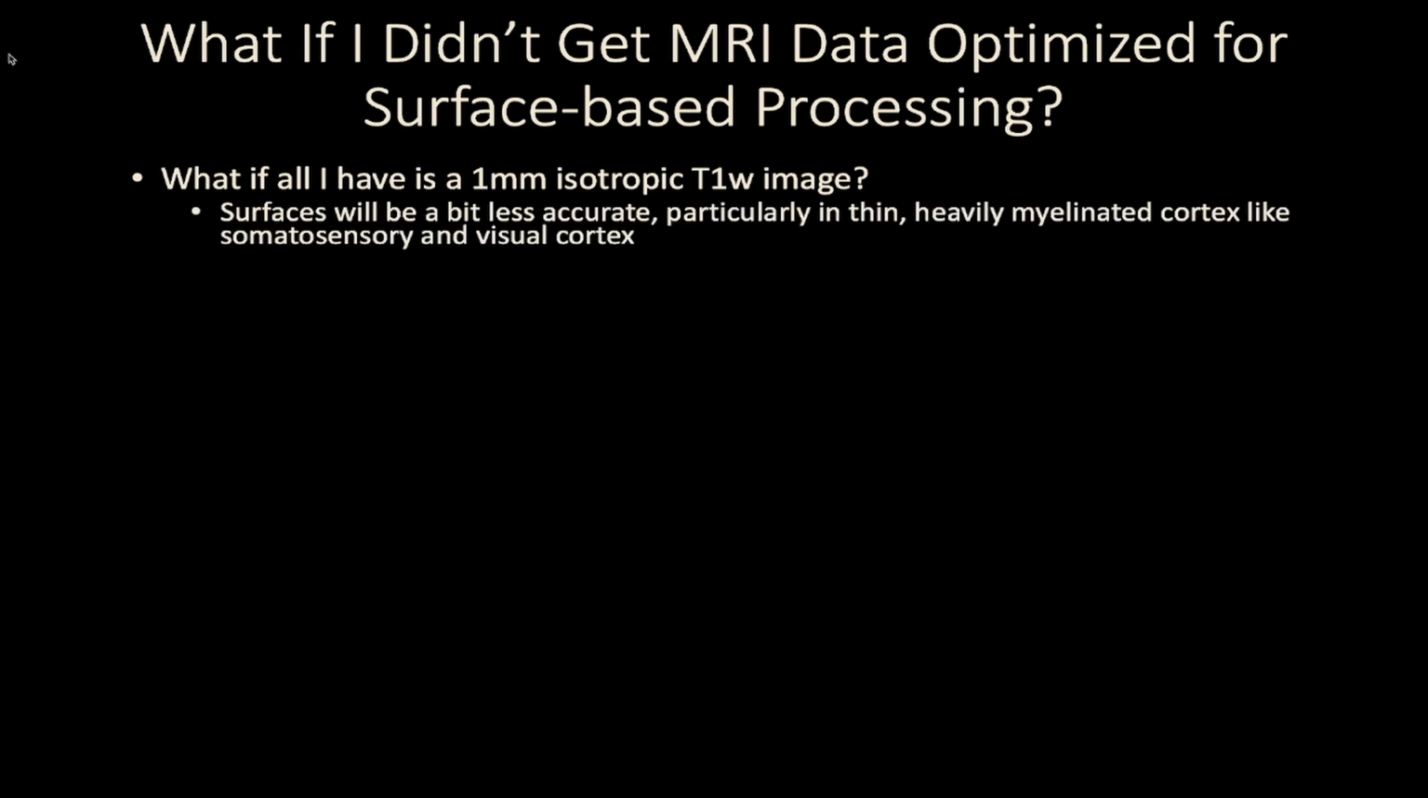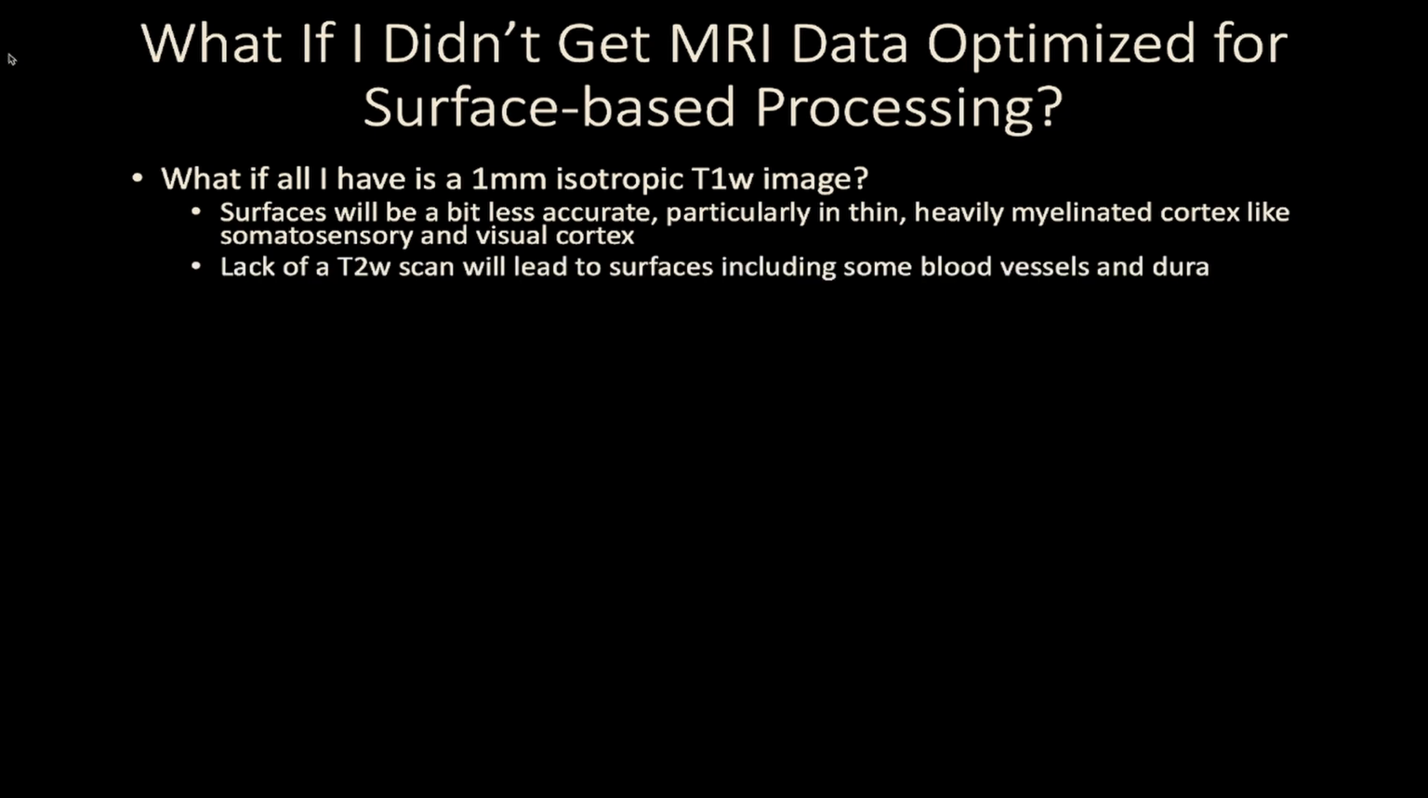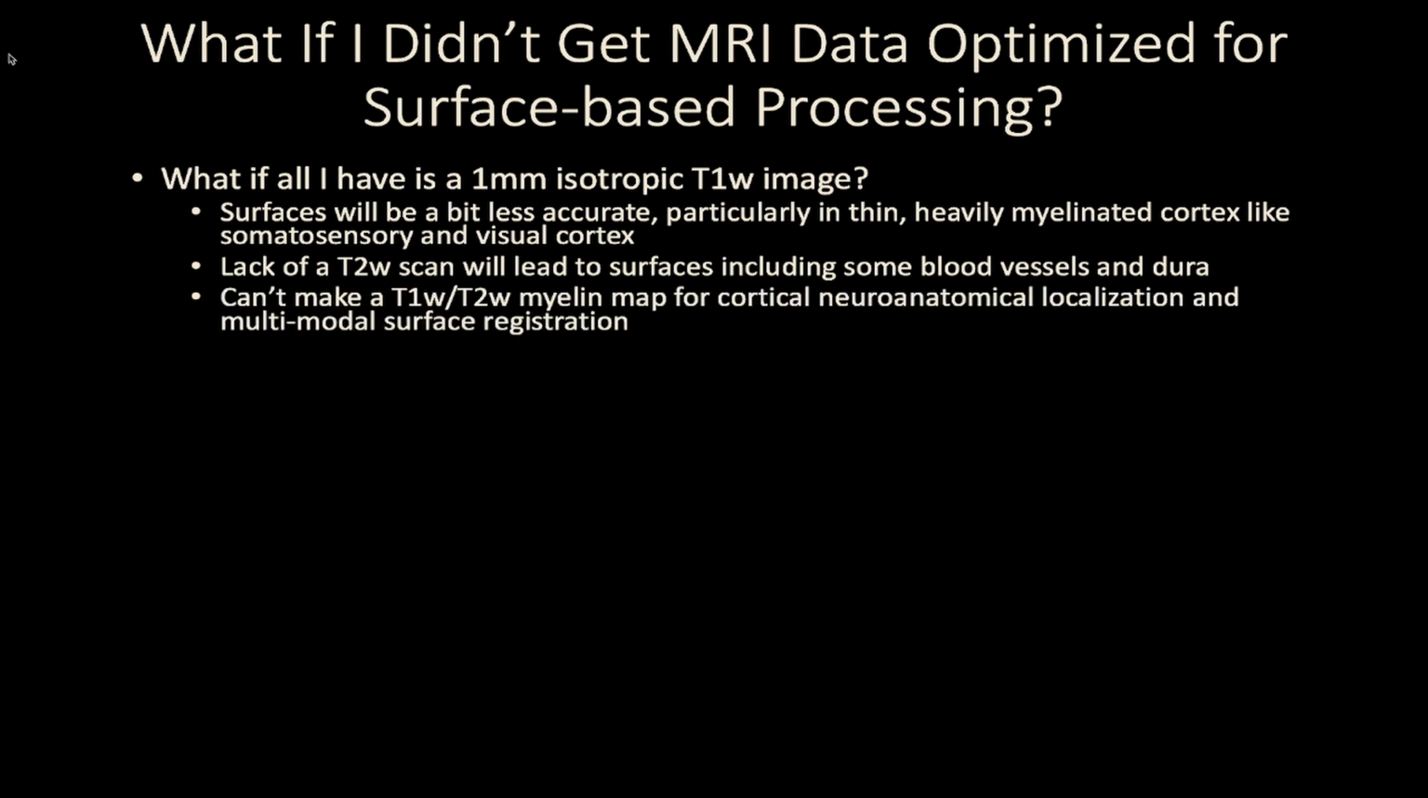The main limitations will be that the surface will be a little bit less accurate in thin, heavily myelinated cortex like the visual or somatosensory cortex. Not having a T2 means that you're going to be more likely to include some blood vessels and dura within your cortical ribbon, because on the T2 it's very easy to distinguish these, whereas on the T1 it's harder to distinguish.